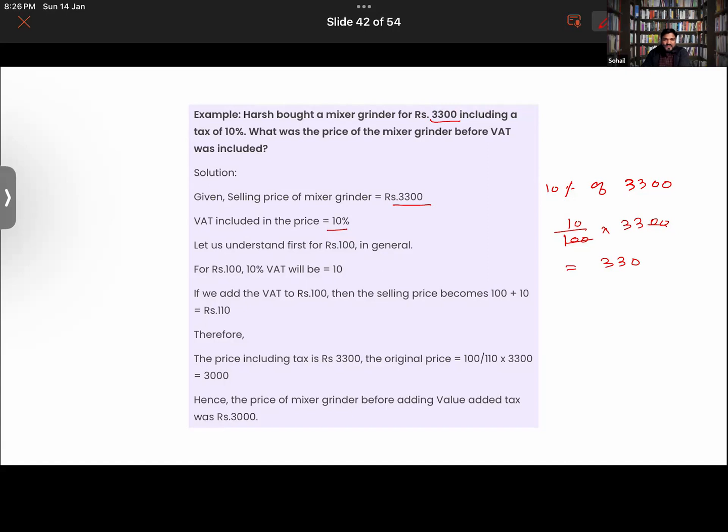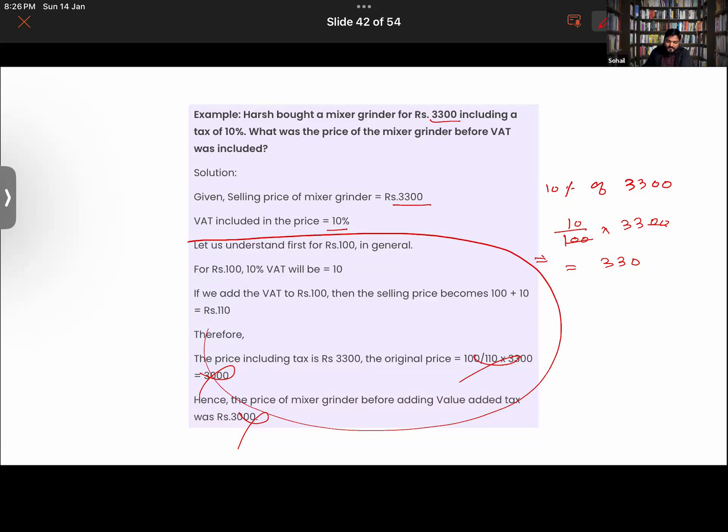So hope that clears it out. Why is it written 3,000? The price including the original prices. No, this one is wrong. This solution over here, isn't it? It is wrong.